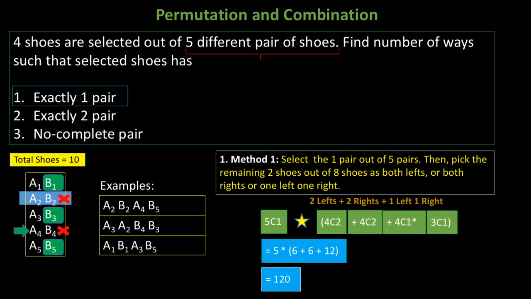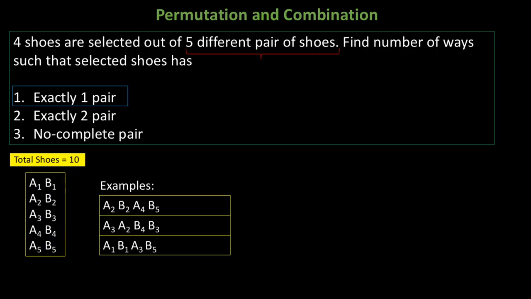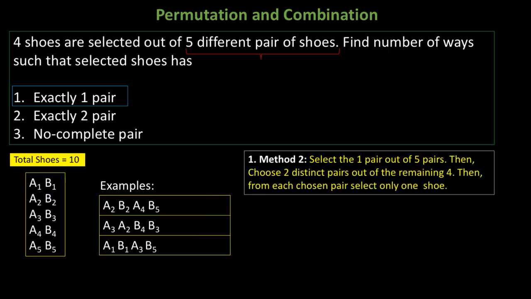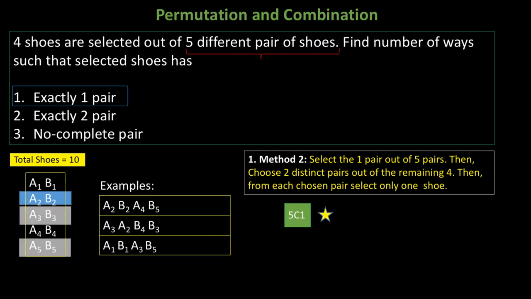Is there any other way of solving this question? Think about it. Alright, let's look at another method now. So what if I select 1 pair out of the 5 pairs first, then choose 2 distinct pairs out of the remaining 4. Then from each chosen pair, select only 1 shoe. So what I mean is, let's look at this here. Let's say I've chosen 1 pair as A2, B2. That I can do in 5C1 ways, right? From 5 pairs. Now, let's say I have chosen 2 more pairs now.